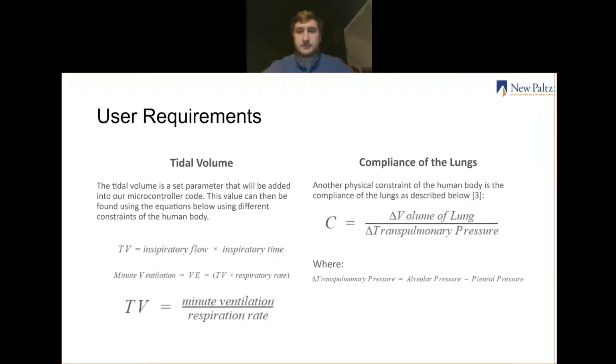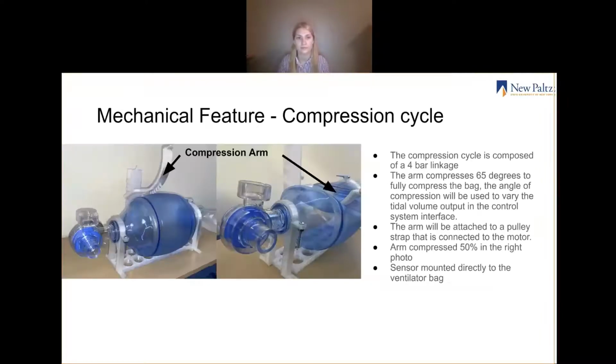When designing a mechanical ventilation system like ours, different human constraints need to be considered. These human constraints are dependent on the size and condition of the user's lungs. These two parameters include the tidal volume and the compliance of the lungs, of which the governing equations can be found below. The main mechanical feature of the ventilator is the compression cycle.